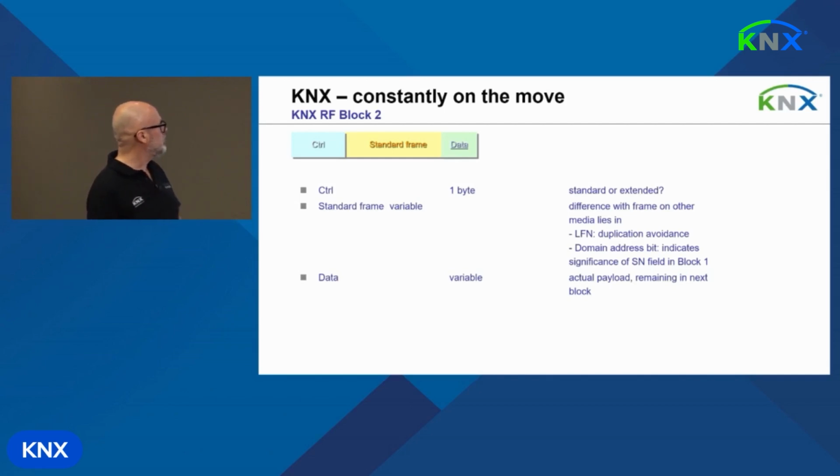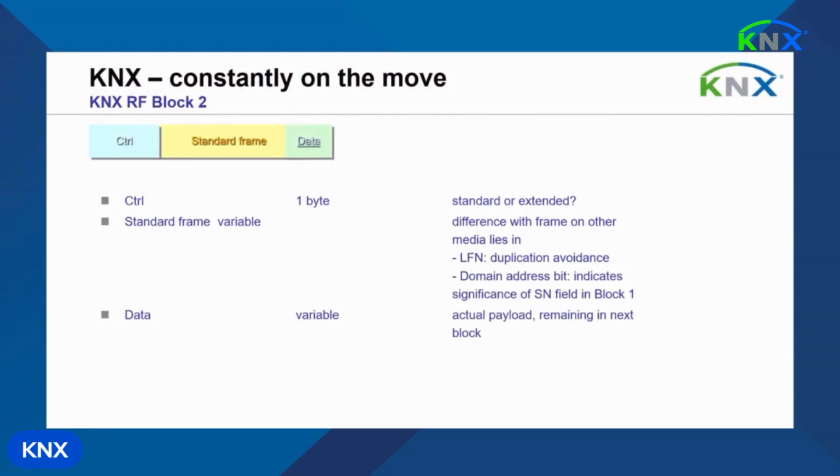And then also in the standard frame are elements like the LFN. The LFN is a telegram number which is being sent along with each telegram, to allow receivers to see whether they have already received this frame or not, so to avoid duplication. And then the last is the data.